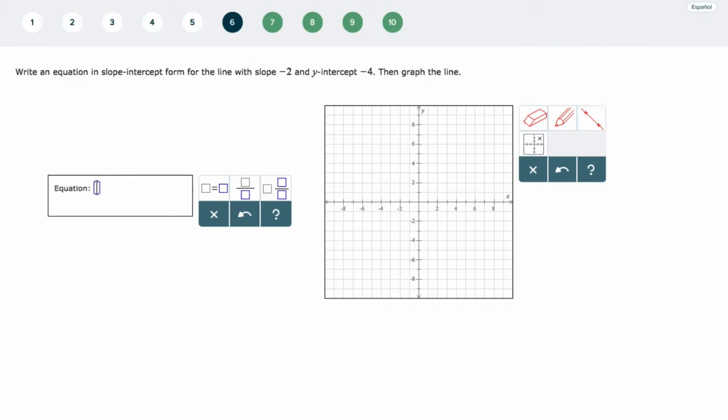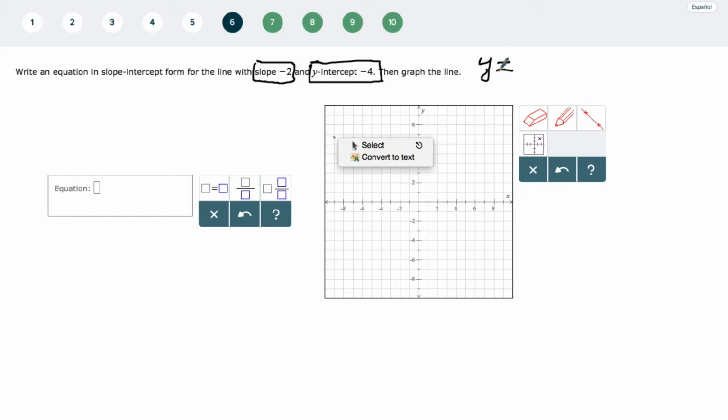Number 6, same thing. We're given the slope and the y-intercept, and we're asked to put it in slope-intercept form, which is y equals mx plus b. But this time I'm going to put it this way so you can see it a little differently. Whatever our slope is, x, and then whatever our y-intercept is. Okay.